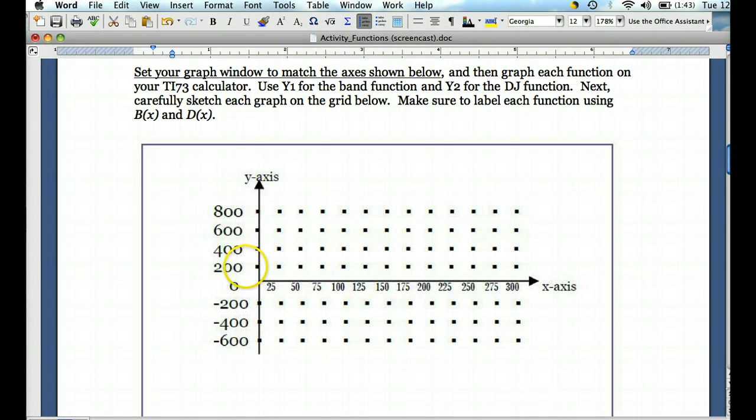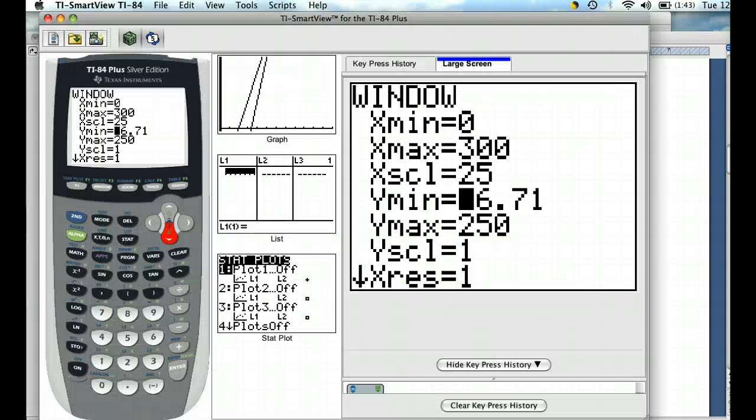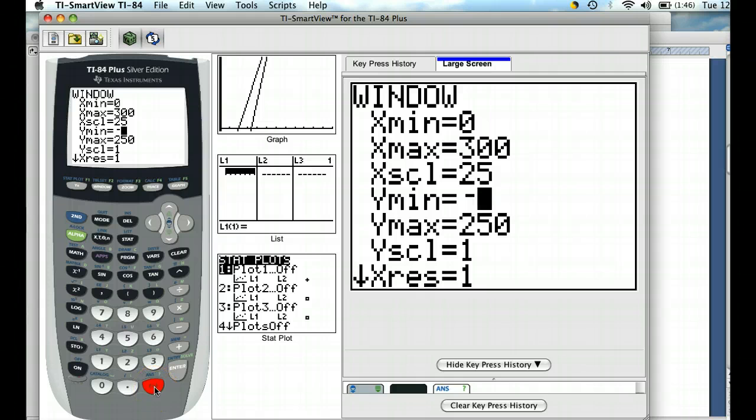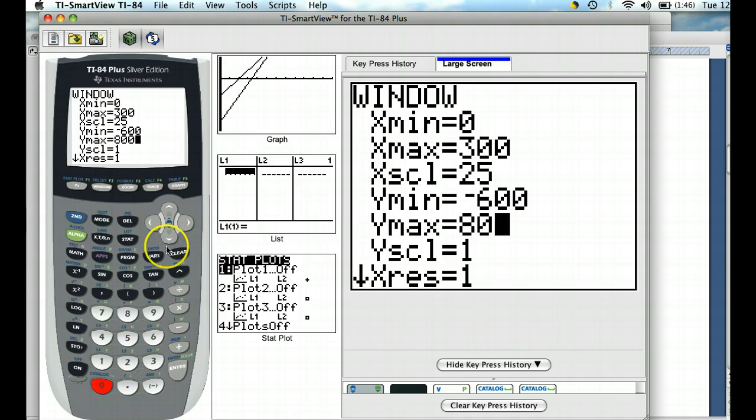y-axis, notice that we're going by 200s, so the scale is 200, and we're going from negative 600 to positive 800. So our min is negative 600, our max is 800. So here in the min, to get negative 600, you want to use this key, the one that has the negative in parentheses below the 3. So negative 600 to 800, and the scale, remember, was going to be 200.